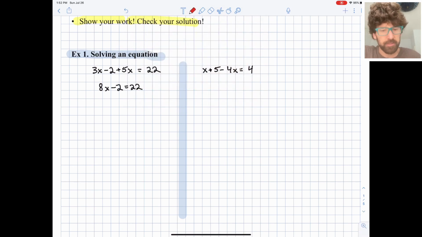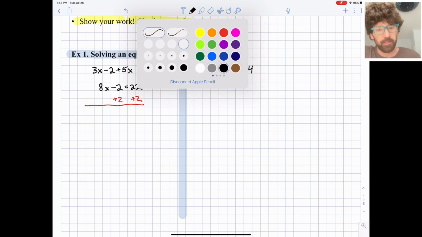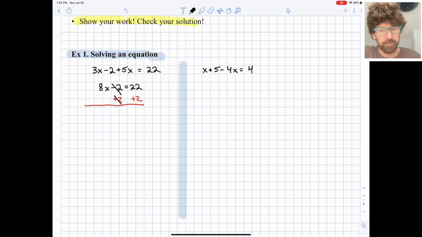I can add 2 to both sides. And that will eliminate the subtraction of 2. We have a 24 on the right, and we have 8x is equal to 24 on the left. It looks like we can divide both sides by 8. We're almost there. These 8s cancel. We have x is equal to 3.